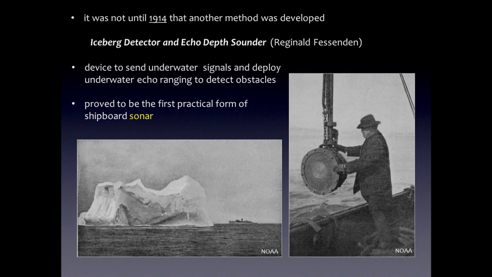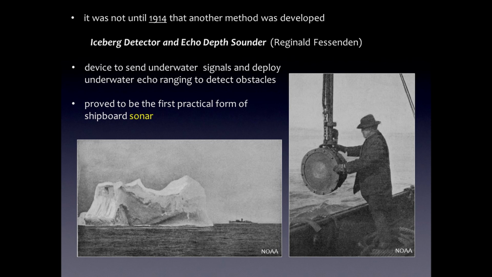You can see the gentleman in the image on the right is holding one of the oscillators that was used to measure this sound bouncing back, and from that they were able to determine objects underwater. So this is actually working in a horizontal manner. They're sending that sound wave, that pulse of sound, out horizontally through the water. This is the first practical form of what we know as shipboard sonar.